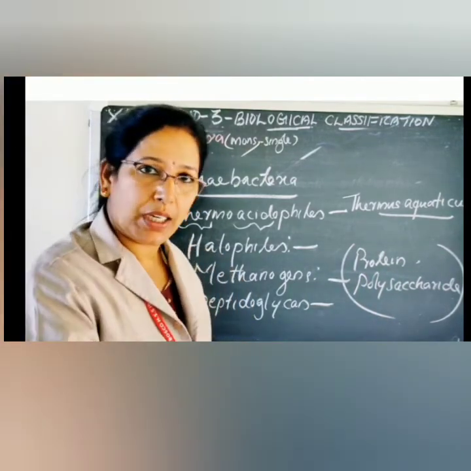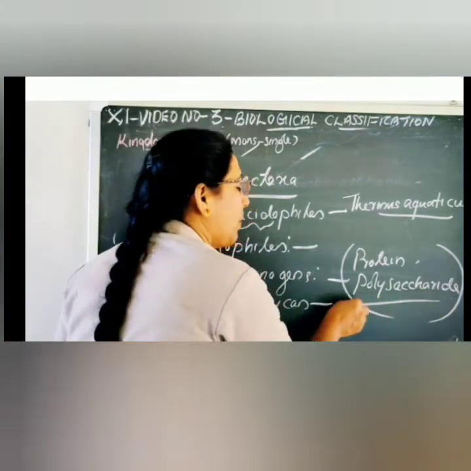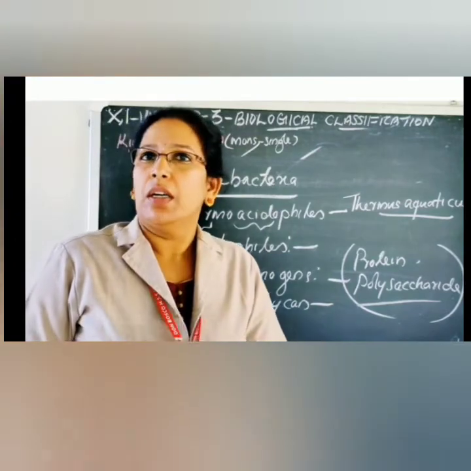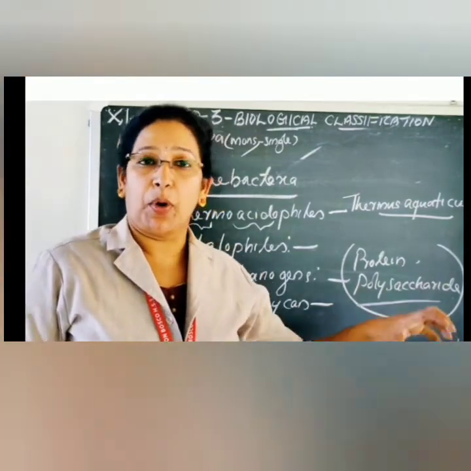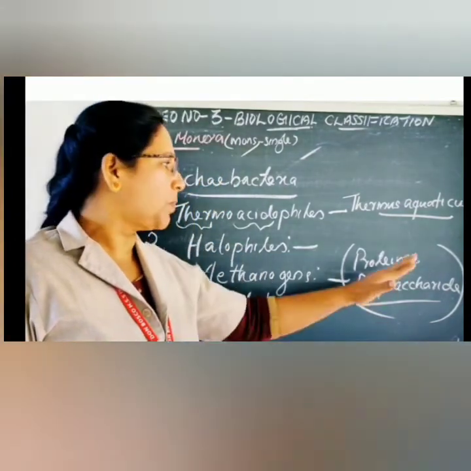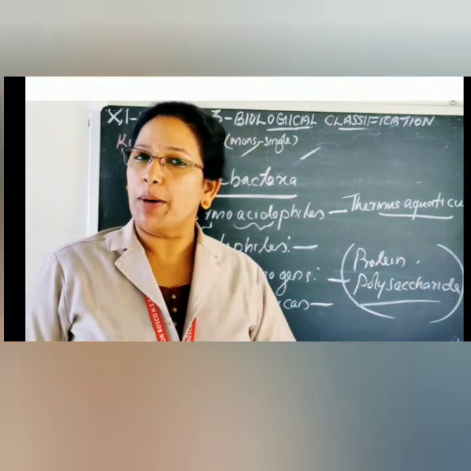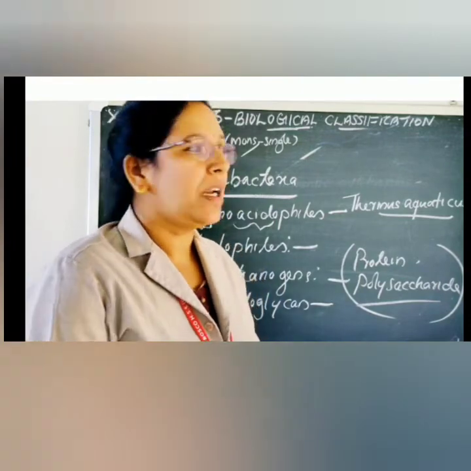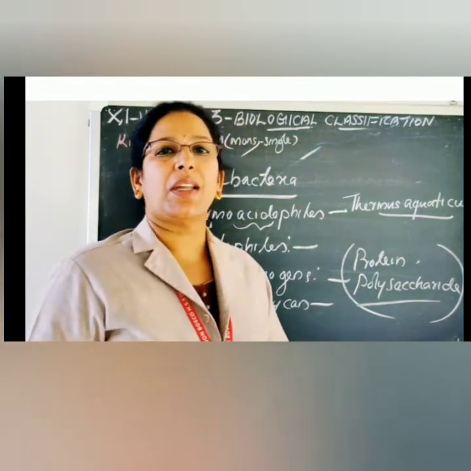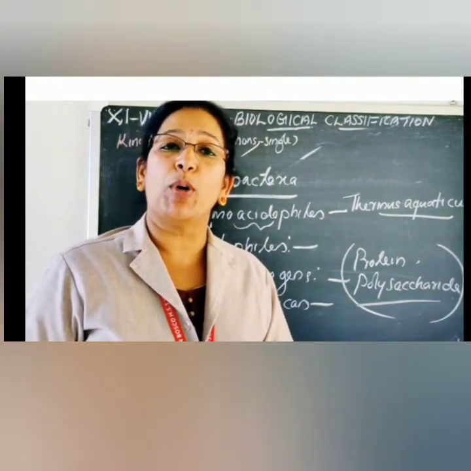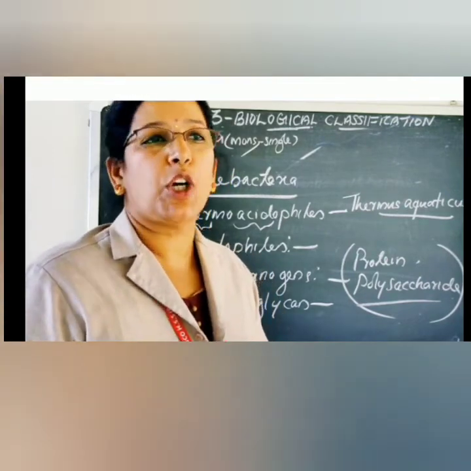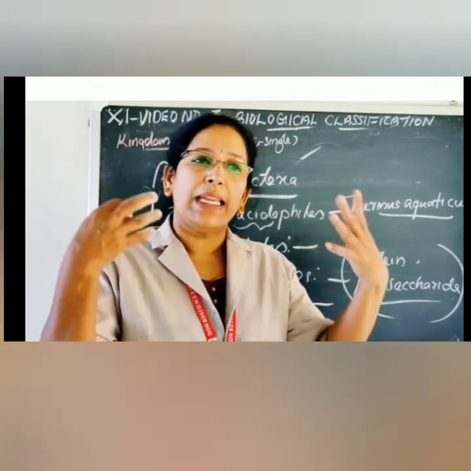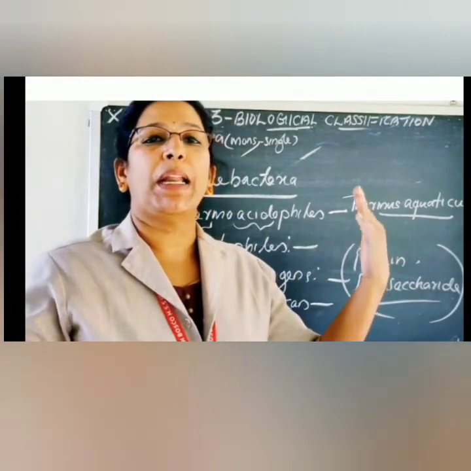This is not in the textbook. You have to remember. The cell wall nature is different. That point is there in the NCERT, but this point is not there. Normal type of bacteria cell wall is made up of peptidoglycan, but archaebacteria cell wall is made up of protein and polysaccharide. Because of that, this type of bacteria can survive any extreme environmental conditions.